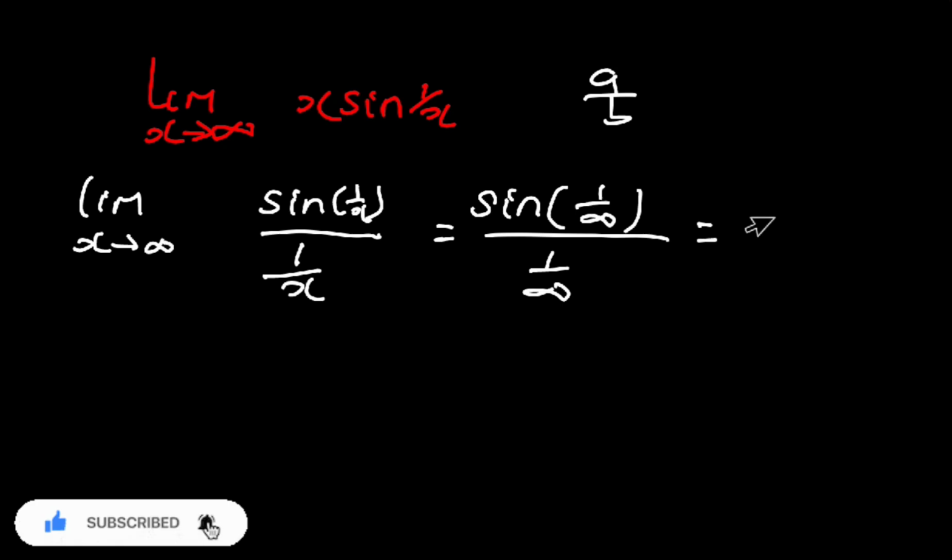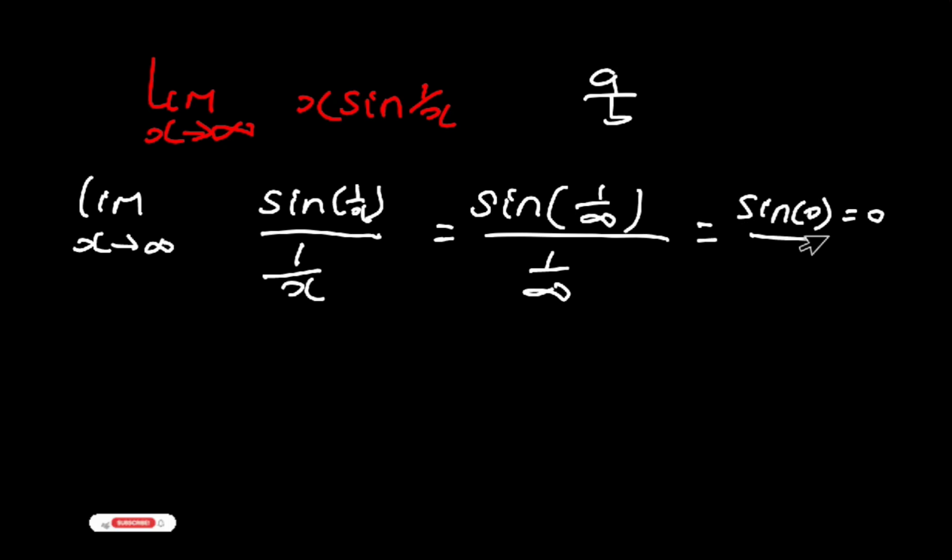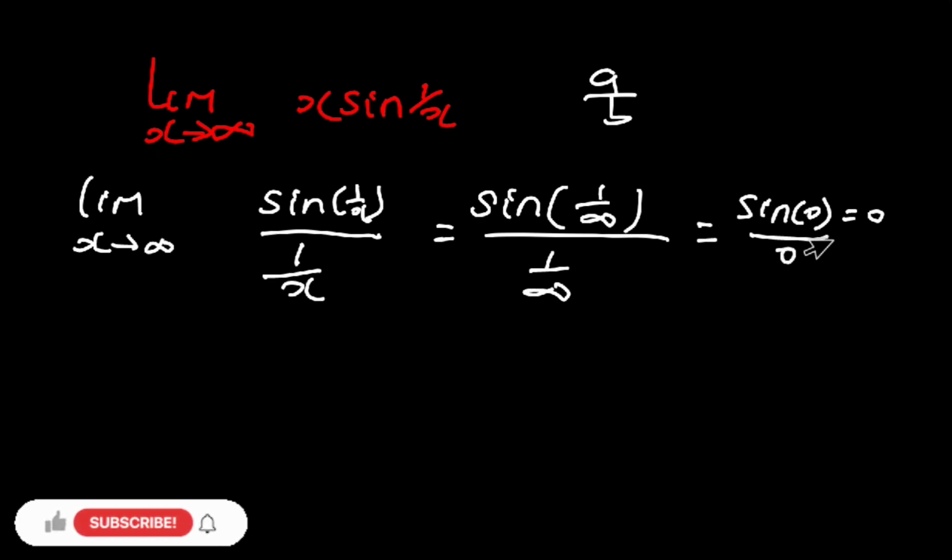Now 1 over infinity is equal to 0. Then sine 0 is equal to 0. Then we have over 1 over infinity, which is equal to 0. Sine 0 over 0 is equal to 0 over 0. So we can go ahead and use L'Hopital's rule to solve this question.